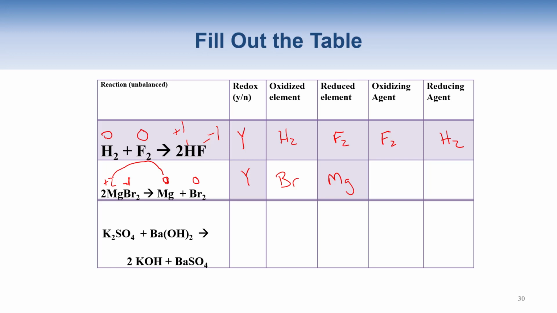The oxidizing agent is magnesium, and the reducing agent is bromine.